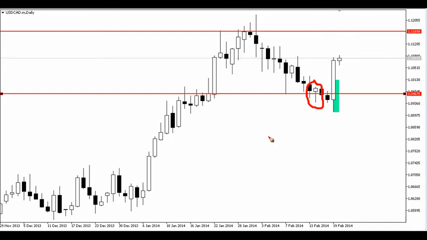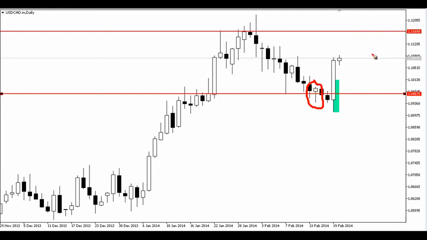But for me, it's not enough. Yes, we've got the structure, but we haven't got that second part, which is the momentum. So it's not a trade I'd look to take. It doesn't give me the indication that it's a powerful price action setup and that it's going to make the market push on up.